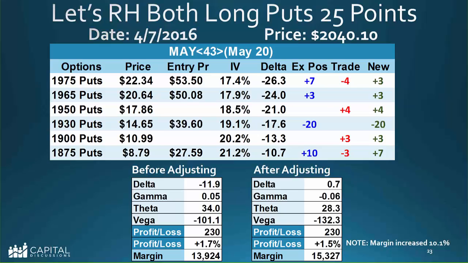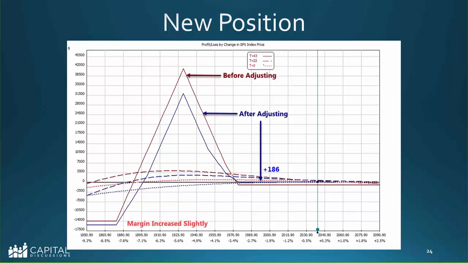It did lift the expiration P&L above the tent, and at this point it's positive 186. So as long as the SPX stays above 1980, you're going to expire at a profit. But if you notice those blue dashed lines above it, there's still positive theta in the trade.